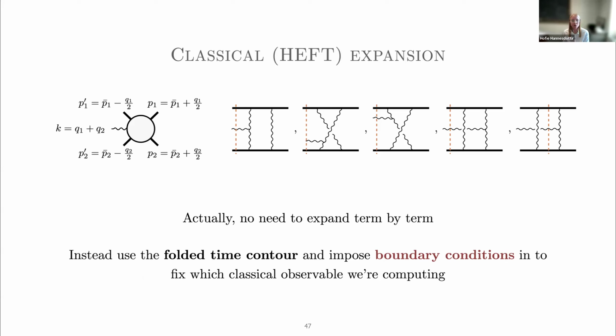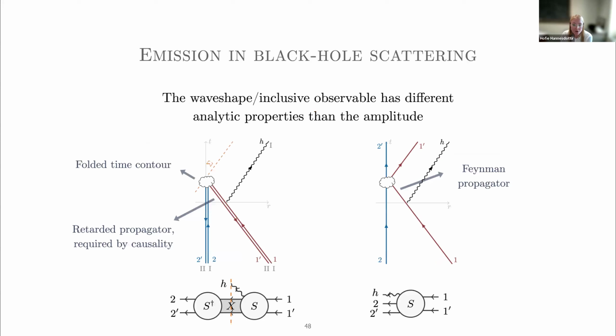We can just directly work on the folded time contour and impose boundary conditions to fix which classical observables we're computing. So this becomes particularly simple if we're computing this using differential equations, because then the different time contours, so the different basically strings of S's and S daggers, simply enter in the very last step where we impose the boundary conditions. But these different boundary conditions actually have very drastic consequences, as promised before.